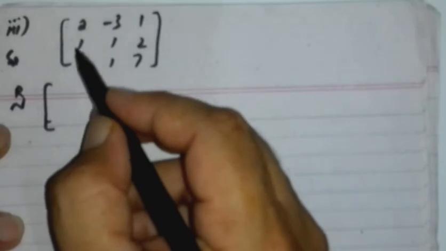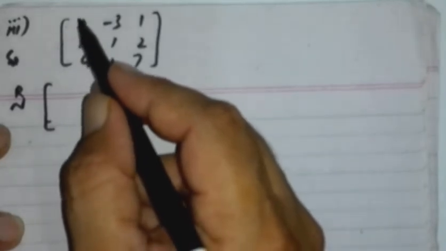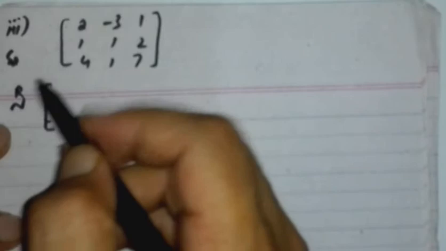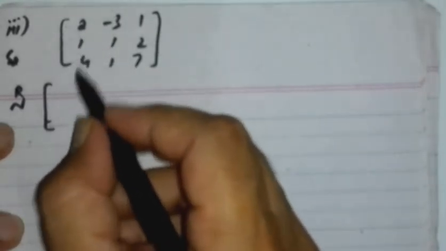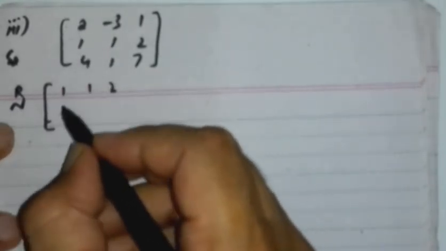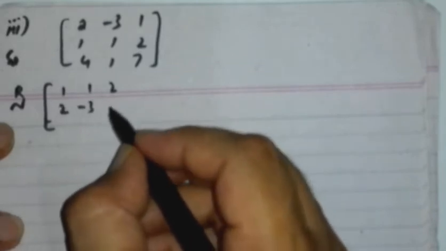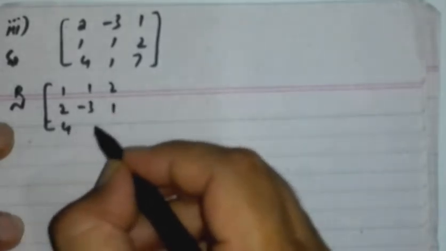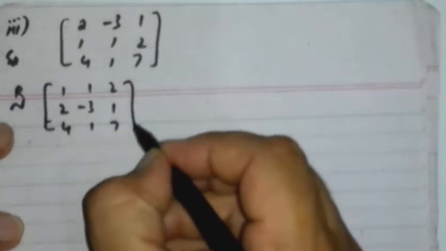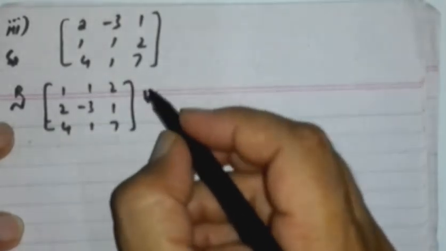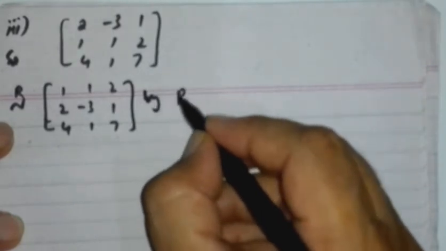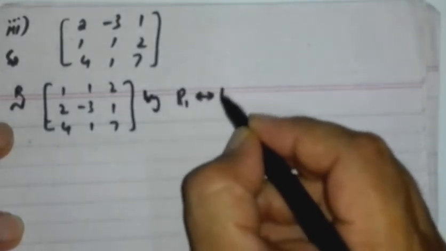For this row operation, first we will interchange these two rows, and this 2 becomes 1. So interchange these two rows, write it 1, 1, 2. The second row will be 2, 3, minus 3, 1, and the next one in its place. By R1 with R2 we have changed. This is the symbol for changing of two rows.